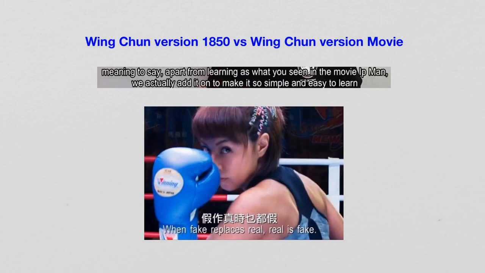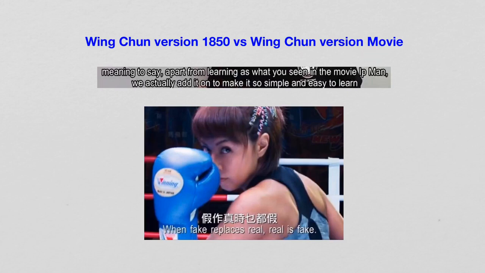Also, in the past few days, there are Wing Chun friends who sent me different video clips of people teaching Wing Chun using the movie as the model. So today I'd like to share with you on this Wing Chun version movie and the dodging and the moving, because putting them together will let you see what is going on. So let's get into this Wing Chun version movie first.